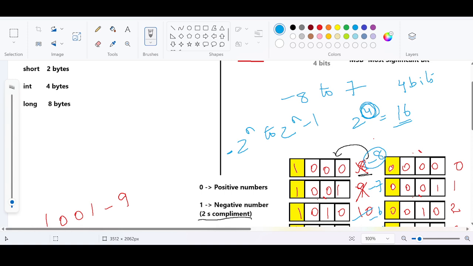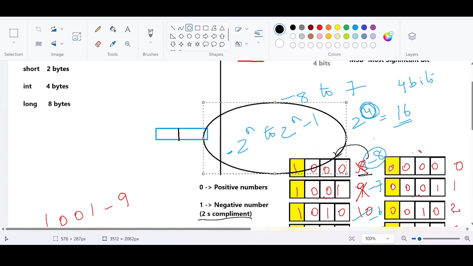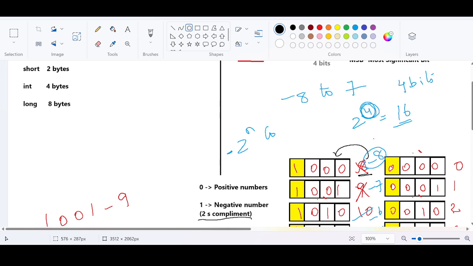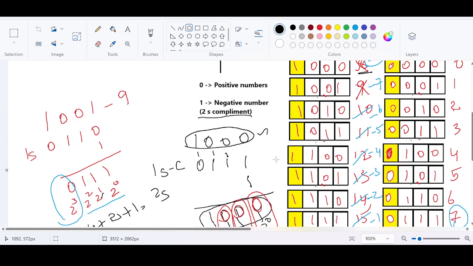This is the pattern. If you want, you can try it for two bits. You can keep this data type as something like site, whatever it is. You can try the same thing for the 2 bits. You will come to a conclusion that this formula is getting what? Minus 2 to the power of n to 2 to the power of n minus 1. You will get convinced with this formula. Okay. Any doubts? Making sense? Yes or no?